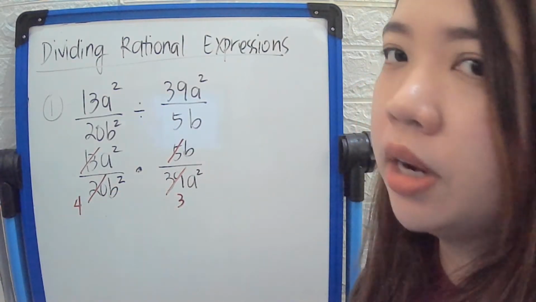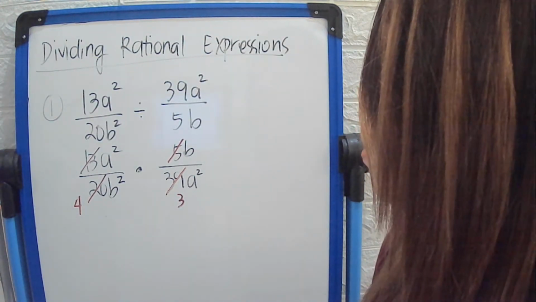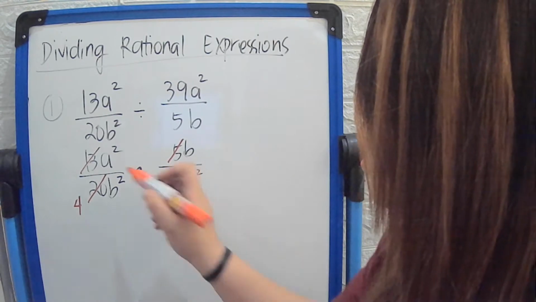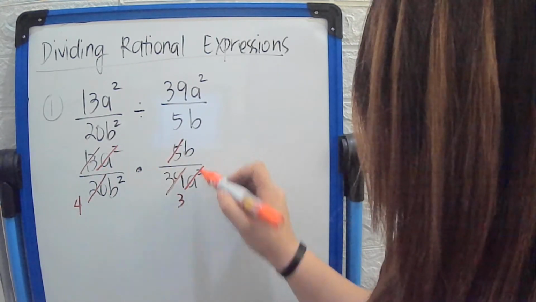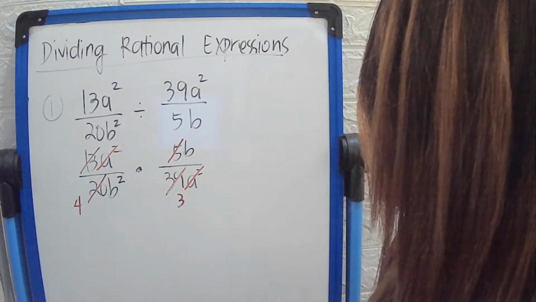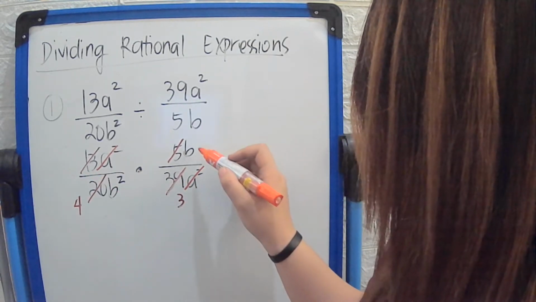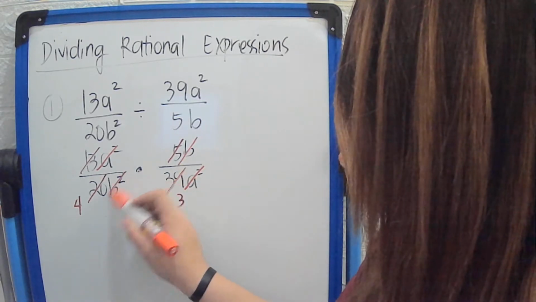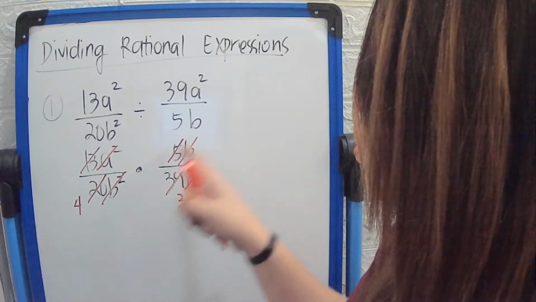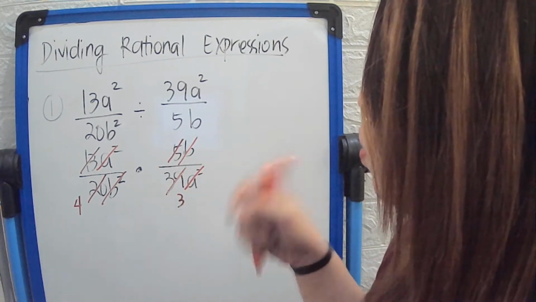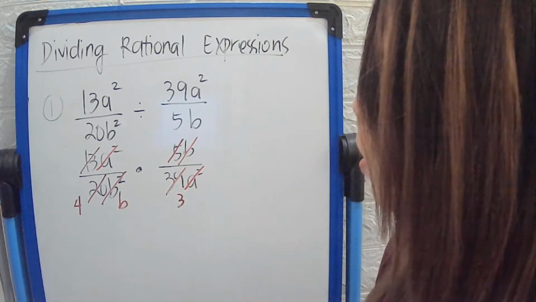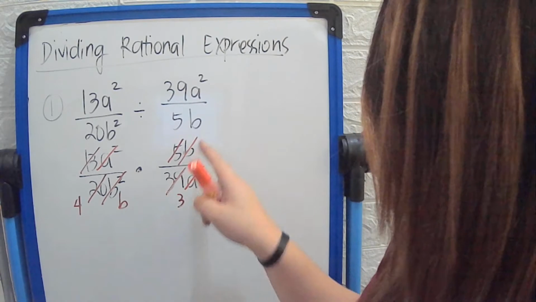Then look at the variables. Try to eliminate those that are the same. As you can see, a squared here and a squared here, they are the same actually. So they are eliminated and nothing is left. Okay, now for b, I have here b to the first and b squared. So what I am going to do is to subtract the exponents 2 and 1. So 2 minus 1 is 1, or b to the first. So I will put b to the first here, or b, since 2 is bigger than 1.